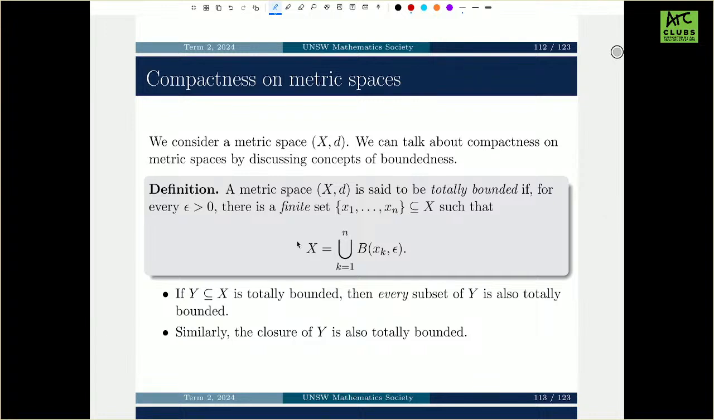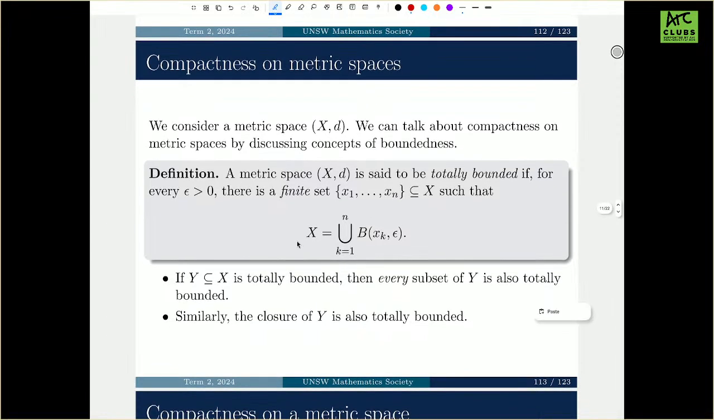Okay, we consider a metric space, and we can talk about compactness on metric spaces by discussing concepts of boundedness. But here I introduce a stronger form of boundedness. A metric space is said to be totally bounded if for every epsilon greater than 0 there is a finite set in X such that X is a union of epsilon balls around those points. If a set is totally bounded, then every subset is also totally bounded, and the closure of Y is also totally bounded.